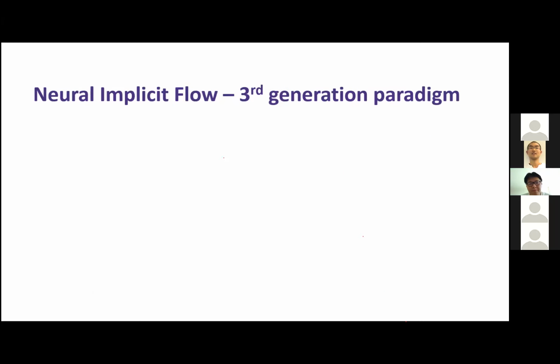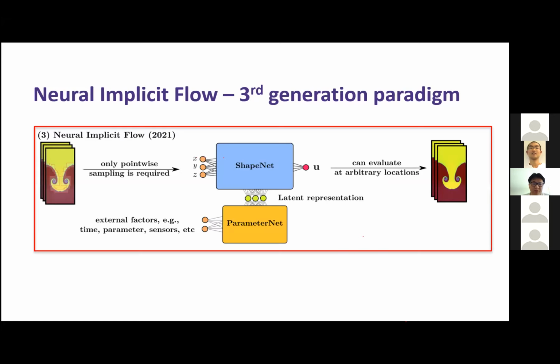So this is how I propose the neural implicit flow as a third generation paradigm. Neural implicit flow basically contains two networks. One of them is what I call a shape net with spatial coordinates as input. The other one is called parameter net, where any other factors that are not spatial coordinates will be fed into the parameter net. And the output of the parameter net will have a bottleneck layer, probably just less than 10 units.